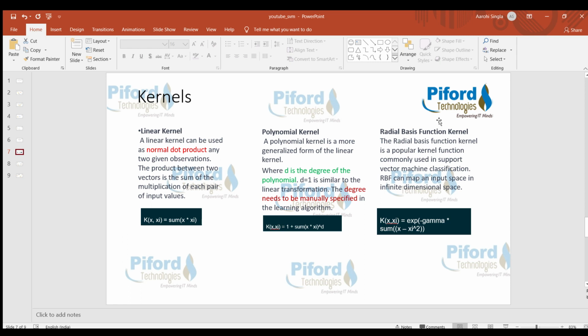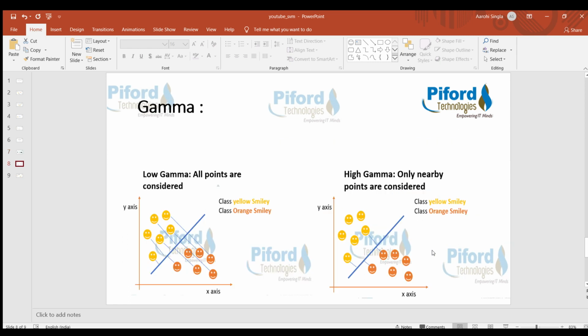So let's talk about this radial basis function kernel. If you see the formula, you'll see that we are using some gamma term over here. And there is one more term in this RBF kernel, which is called the C term. So let's discuss those two things. First, gamma. If you see these two figures, over here we are using low gamma and high gamma. This simply means choosing a low value or a high value for the gamma term. So what will happen?